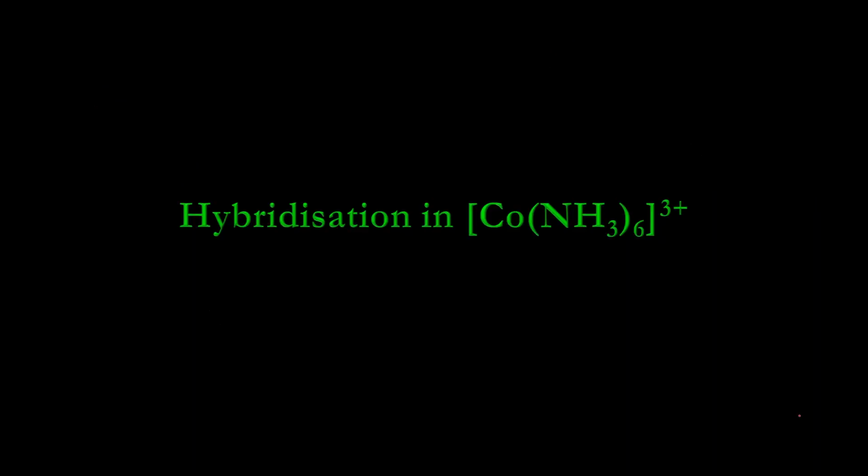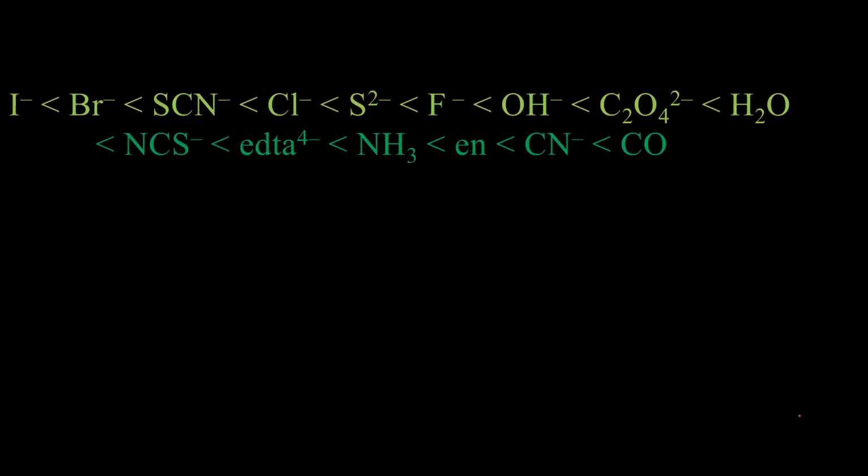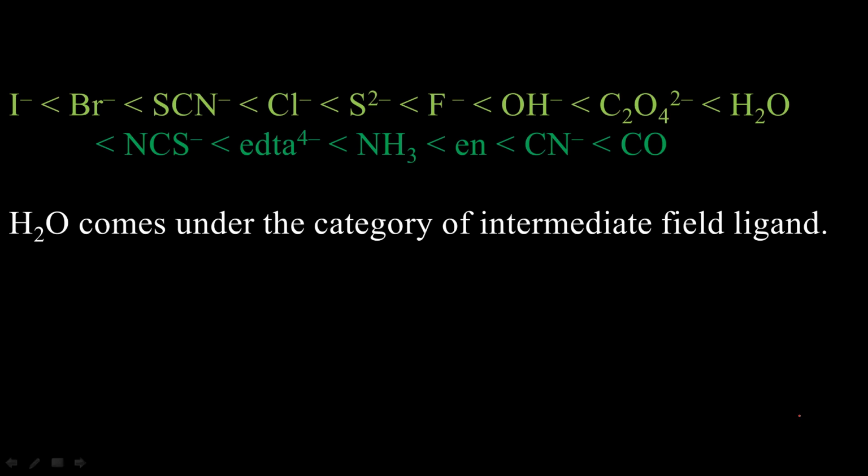So now we should consider hybridization in Co(NH3)6 3+. How this hybridization will be there and how basically it is shown. Before I start, as I said, it will be slightly different. For that, you need to first memorize this series. I said you have to memorize this series, so write it. And this is the target today, that today you should be able to recall this series.